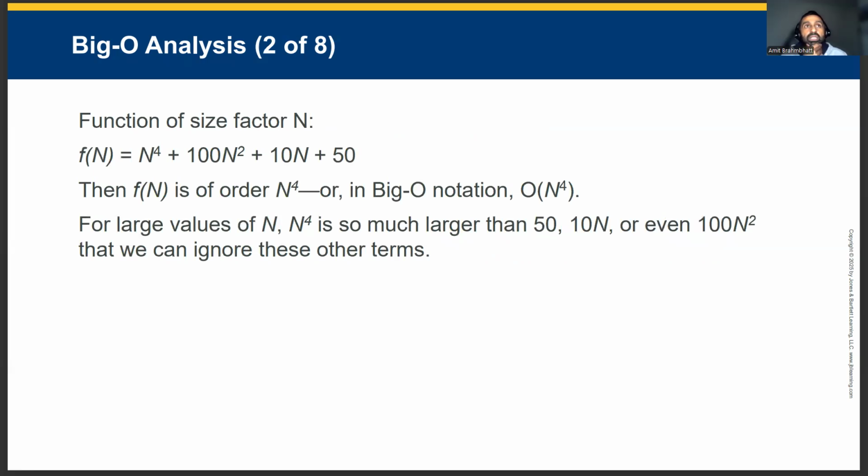Here we see how we identify the dominant term in a function when applying big O notation. Consider the equation f of n is n raised to 4 plus 100n squared plus 10n plus 50. As n grows, the n raised to 4 term increases far more rapidly than the others. This means that for a sufficiently large value of n, the lower order terms and constant terms become insignificant. So we say the function is O of n raised to 4.